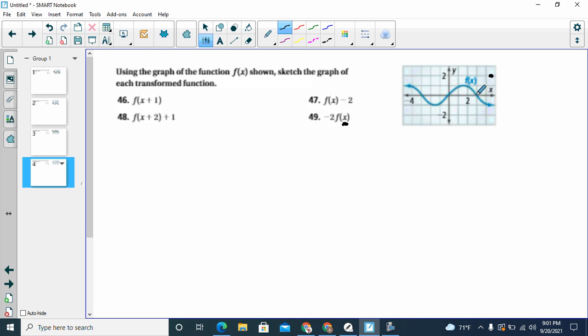This point has a y value of 0. 0 times negative 2 is 0. 1 times negative 2. 0 times negative 2. Negative 1 times negative 2. 0 times negative 2. 1 times negative 2. And my new curve looks like that. So notice we multiplied it by 2, so it stretched it by a factor of 2, but then it also flipped it over the x-axis.